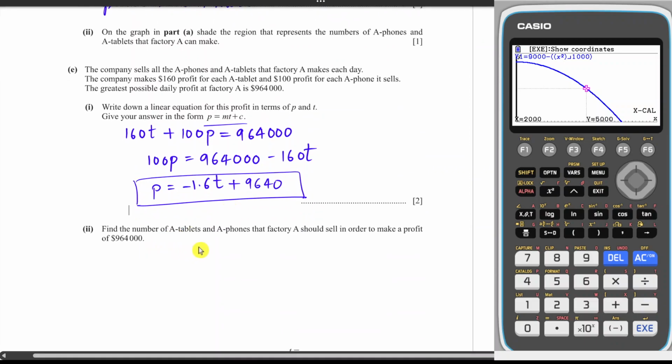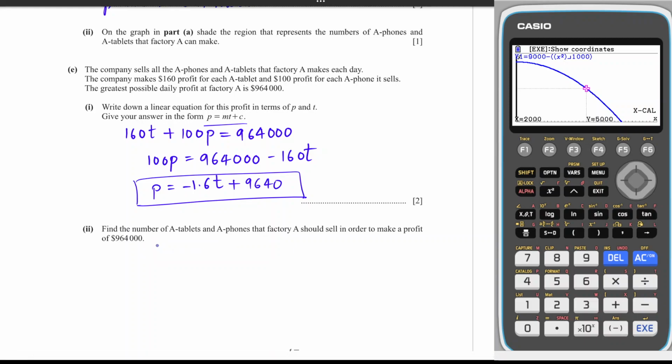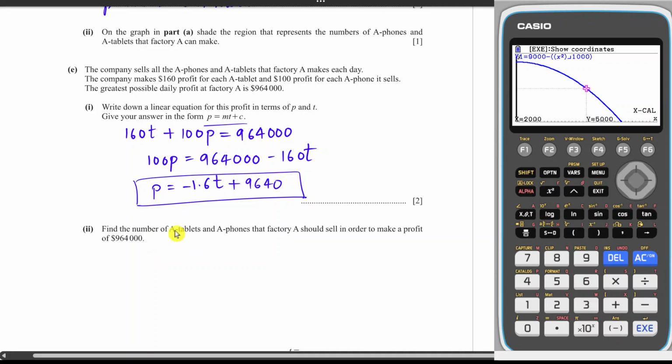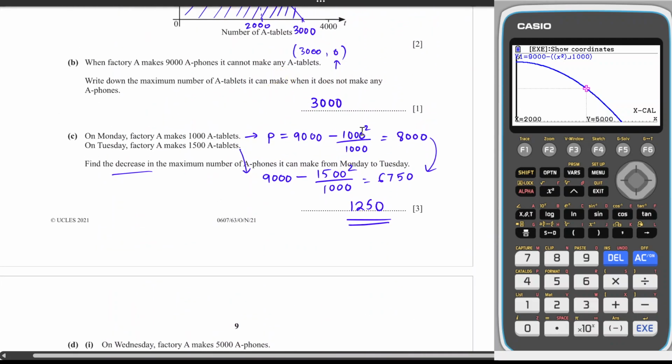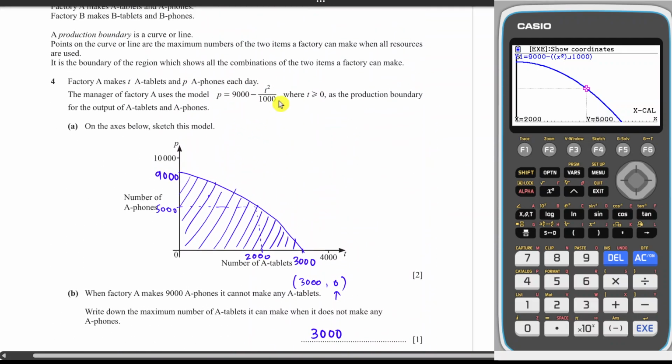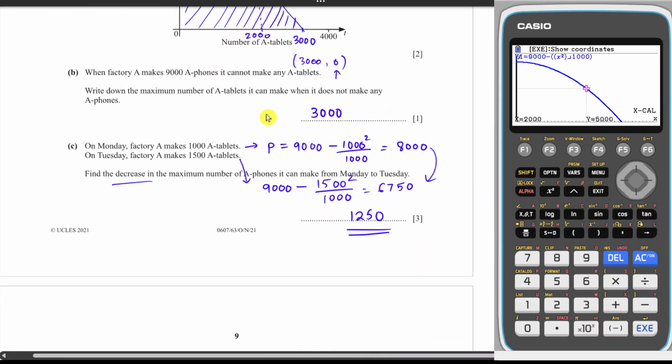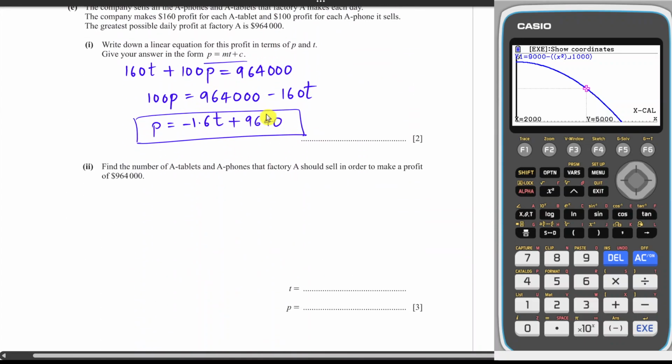Find the number of A tablets and A phones that the factory A should sell in order to make a profit of 964,000. Okay, so this is what I need to do. I just need this condition as well as this condition to be satisfied, which is my given production possibility. So I just have to solve them simultaneously.